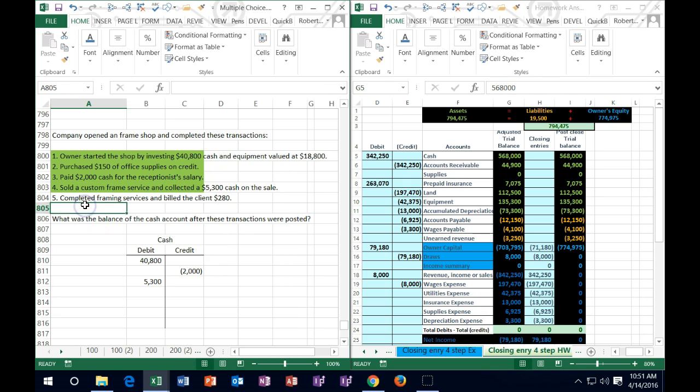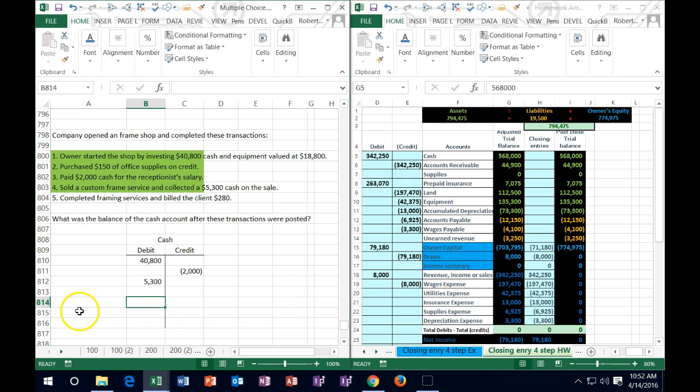The last one here, completed framing services and billed the client. All right, so we did work, billed the client. Is cash affected? No, we didn't get the money. We just sent out the bill. So we got a receivable affected. The receivable is going up, and we get to credit revenue because we did the work. Cash is not affected.